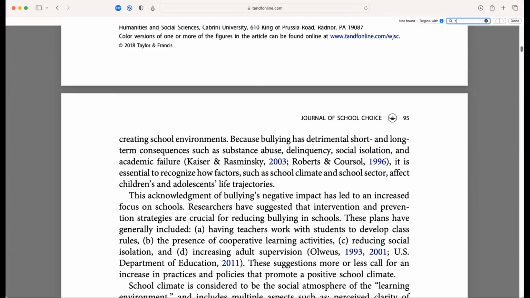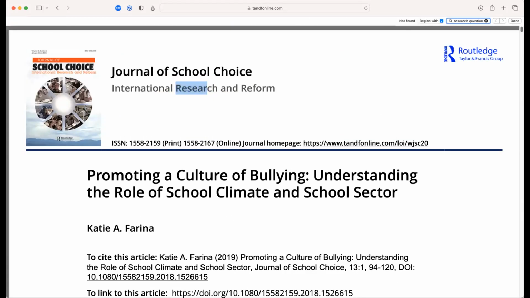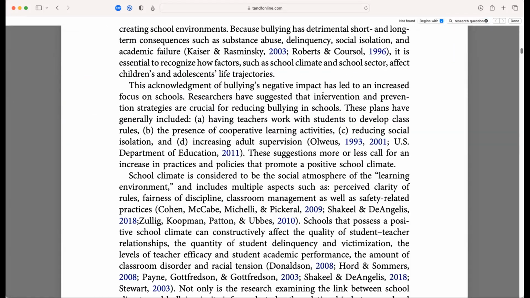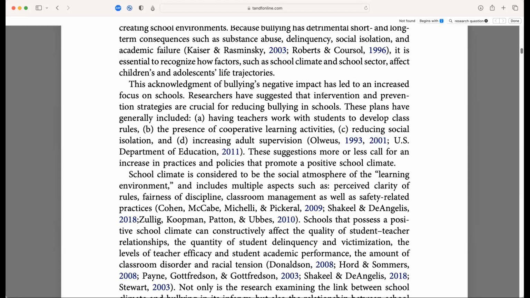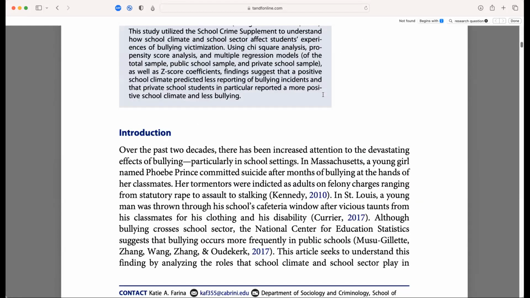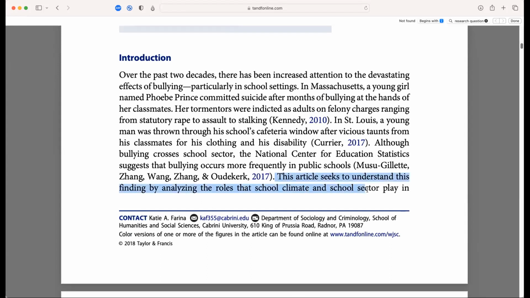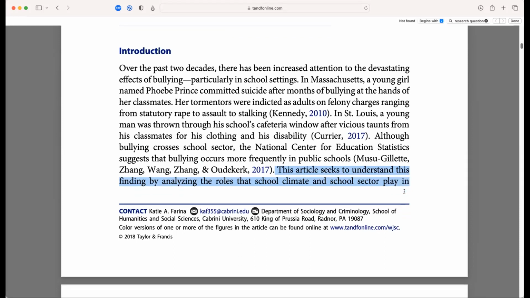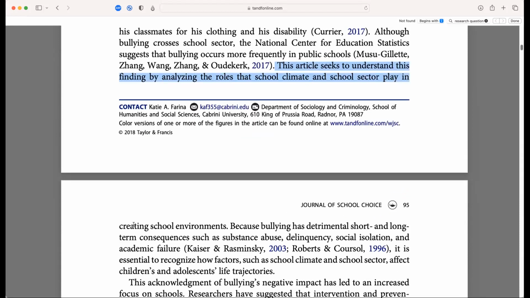Now, we could do a search for research question. Not every author will write that out explicitly, so we might have a goal or something like that that is listed instead, saying, our goal is to understand this. And we find here, this article seeks to understand this finding by analyzing the roles that school climate and school sector play in creating school environments. So if I was to rephrase that as a question, the question is, what roles do school climate and school sector play in creating school environments?